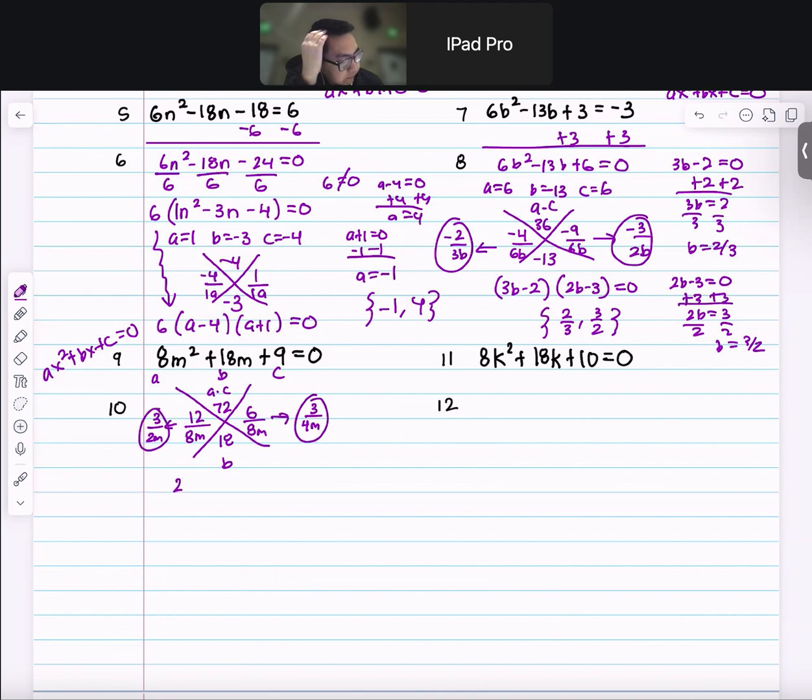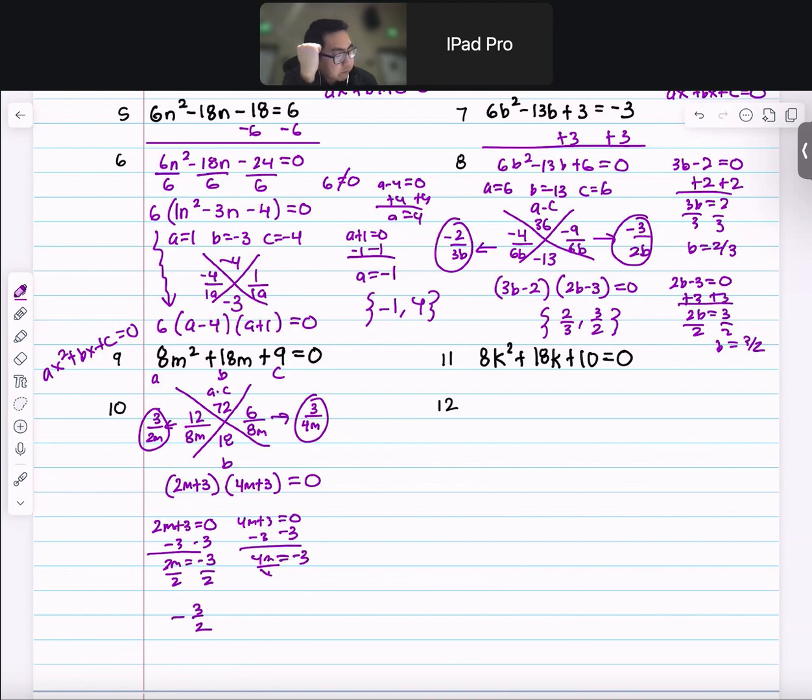So these bottoms up are your factors. And then when we solve, we set it equal to 0. Set both of your factors equal to 0. Subtract 3 from both sides for both of them. And then for this one, divide both sides by 2, and for this one, divide both sides by 4. Sorry, kind of messy. But nonetheless, negative 3/2 and negative 3/4, right?